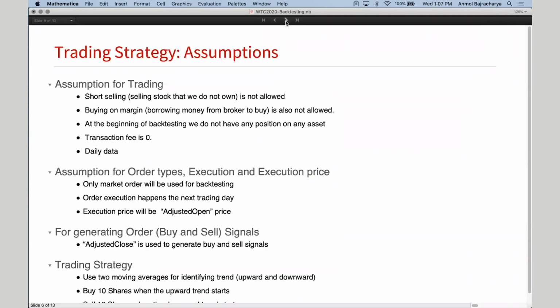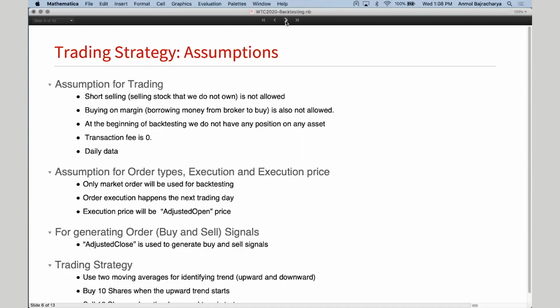So for backtesting, I need a trading strategy, and there are a few assumptions that I'm going to make before doing the actual processing. First of all, we can assume that the broker's account that we are using is just going to be a cash account. So you will not be allowed to short sell, that is, sell something that you do not own, and you will not be able to borrow money from a broker to buy a stock, even if you have a buying signal. So those are the two restrictions.